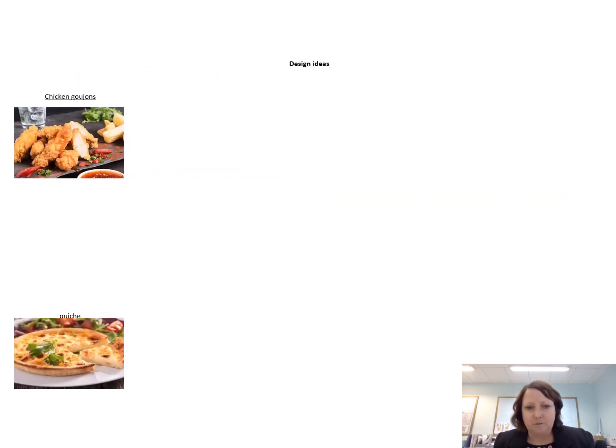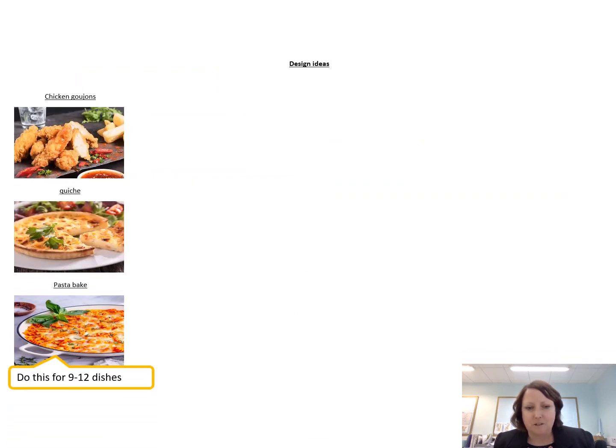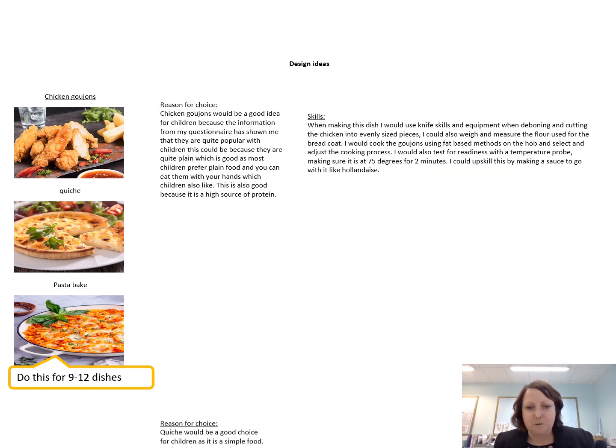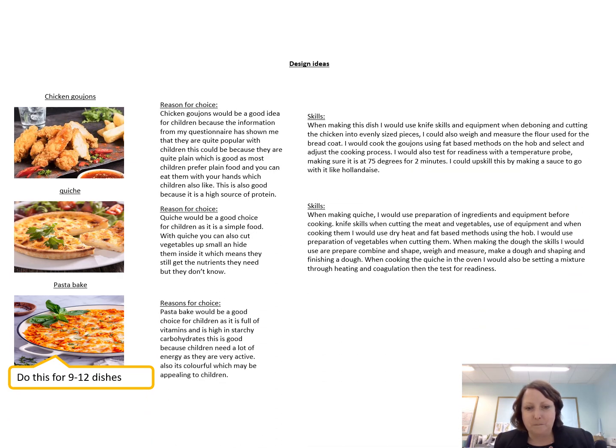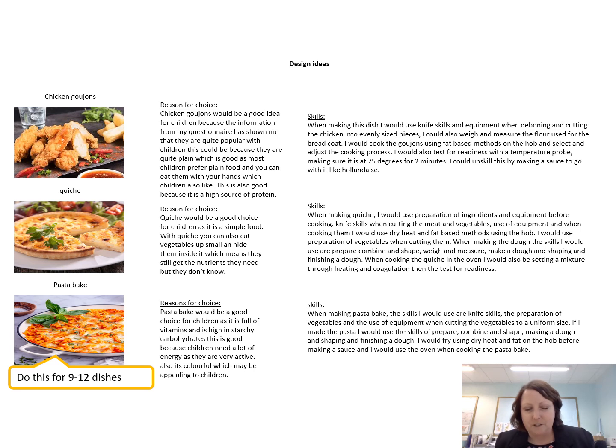You need to aim through the process, find the pictures, do that for between 9 and 12 dishes. The minimum that you need to be trying to find ideas for is 9 dishes. So it's likely to take 3 slides worth of space, or you might be able to fit it onto 2, but certainly you need to give a good reason for choosing it and the skills that you would use.